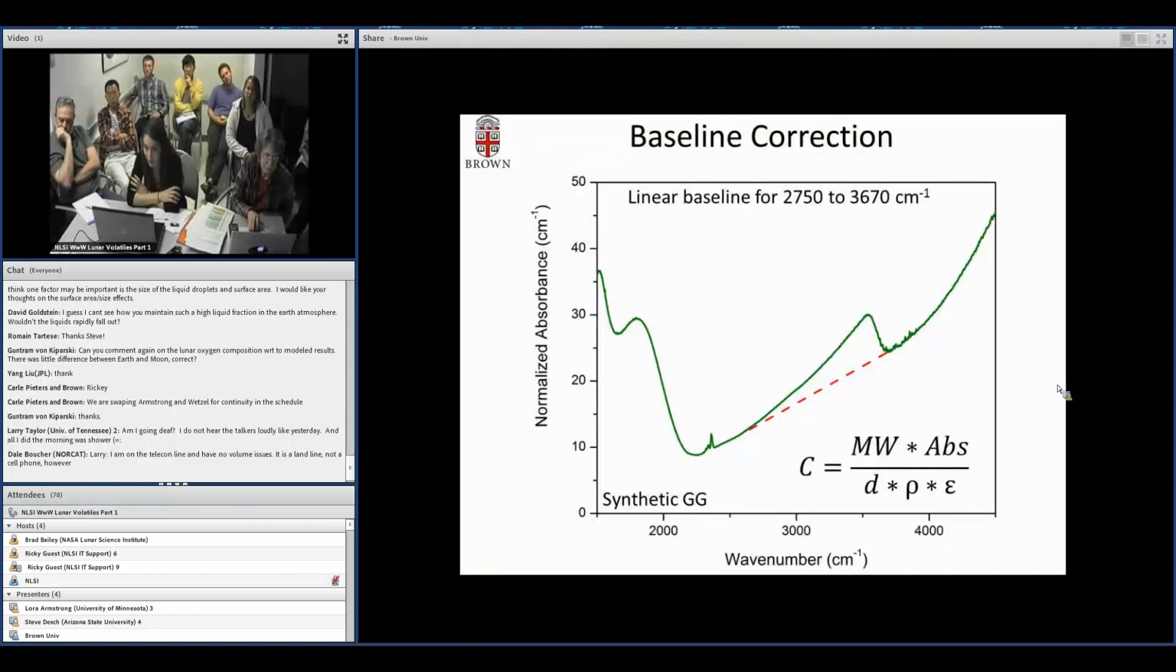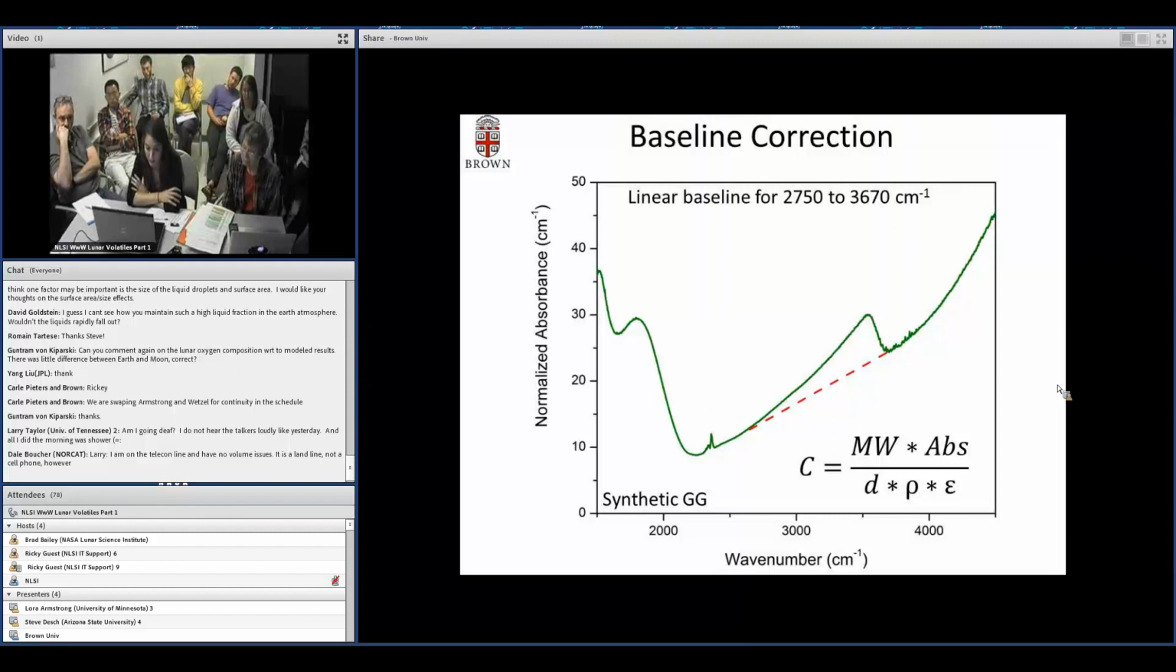And you can see from this plot here, this is a synthetic green glass, and you can see the asymmetric water peak at 3550. And we found that a linear baseline is the best way to correct the spectra. And you can see that from the red dashed line. And so we would do this correction between 2750 and 3670.